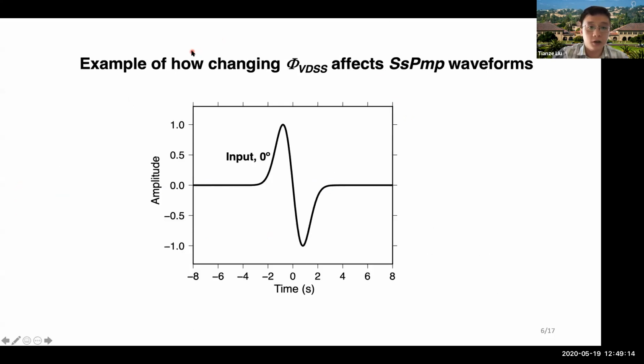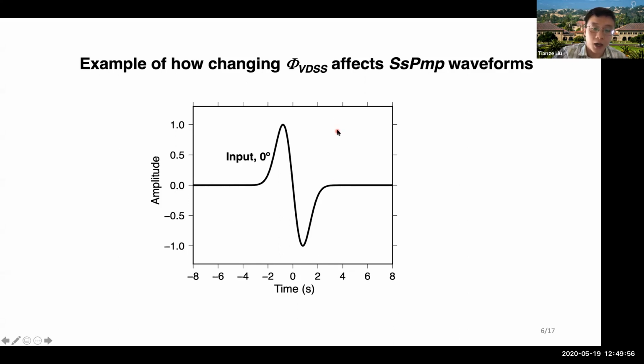So let's take a closer look at the phase shift of SSPMP, because this is a very interesting feature that is not present in other reflection phases. Let's do a small mental exercise here. Let's assume an input wavelet in the shape of the first derivative of a Gaussian wavelet. We assume this input wavelet because it resembles the observed source wavelet of many deep and intermediate depth teleseismic events.